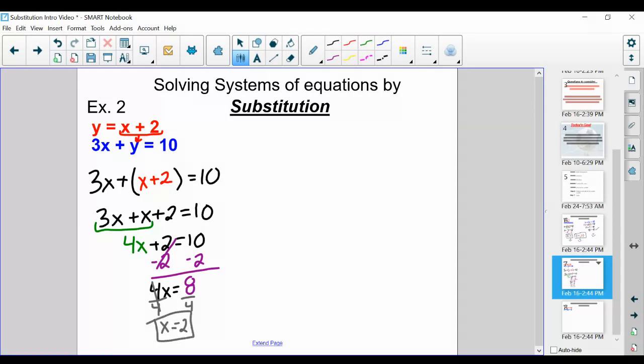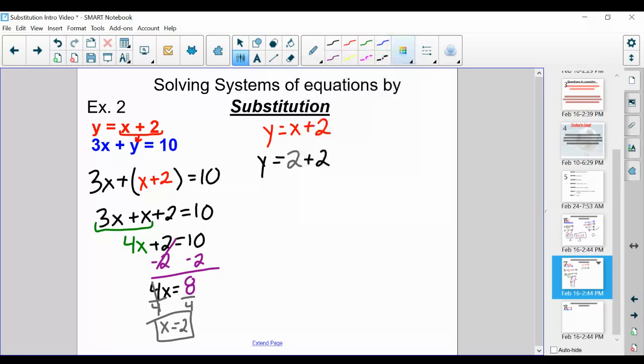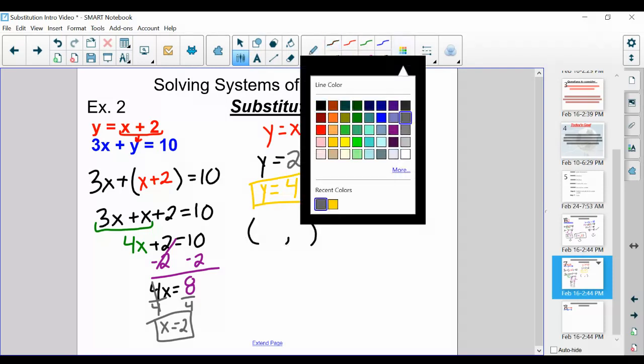Now that we solved for that first variable, we're going to substitute and solve for that second variable. We have this y is equal to x plus 2 equation. We're going to take the value of x and substitute it in. So instead of writing x, we are again going to be writing 2 plus 2. Therefore, we get that y is equal, let's choose a different color. Ooh, let's use this gold. So y is going to be equal to 4. Therefore, our coordinate point is going to be equal to 2, comma 4.